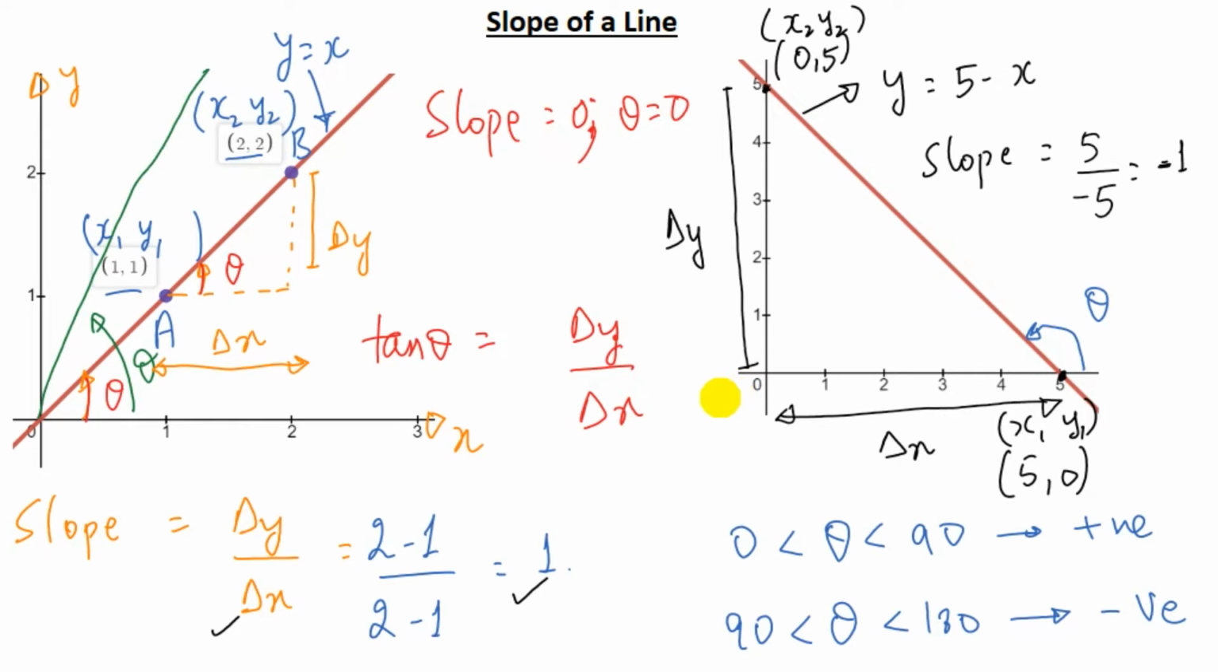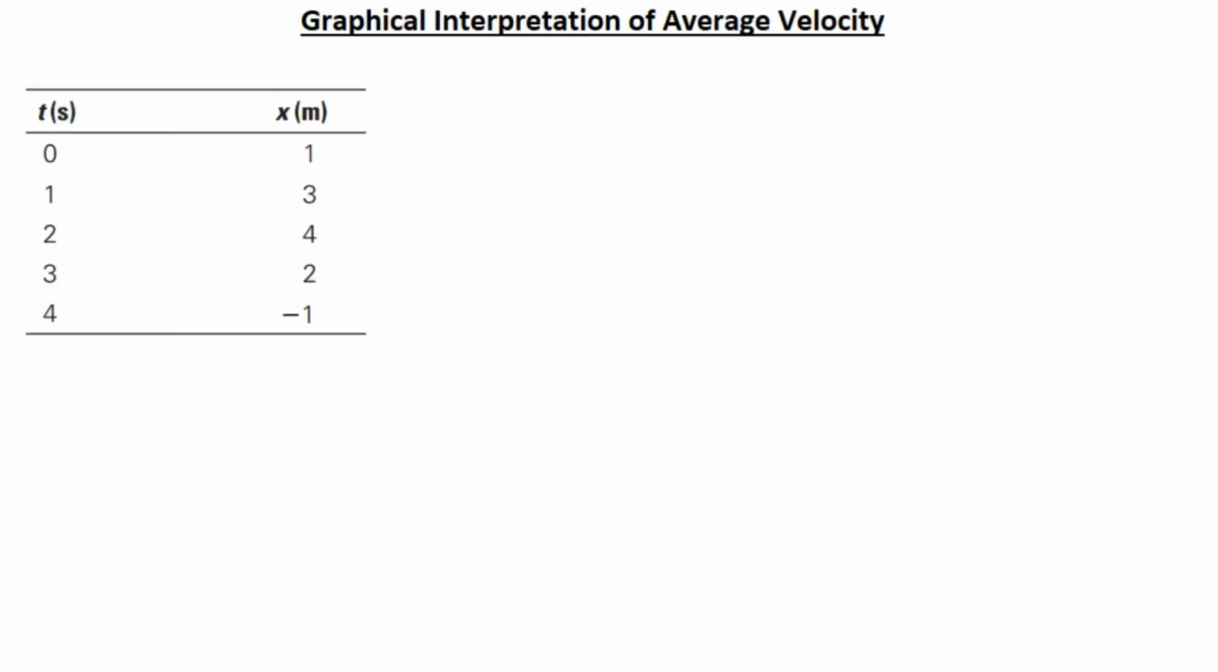So I hope you are done with the slope. Now let's move to our main topic, that is graphical interpretation of average velocity. Now let's take an example here.